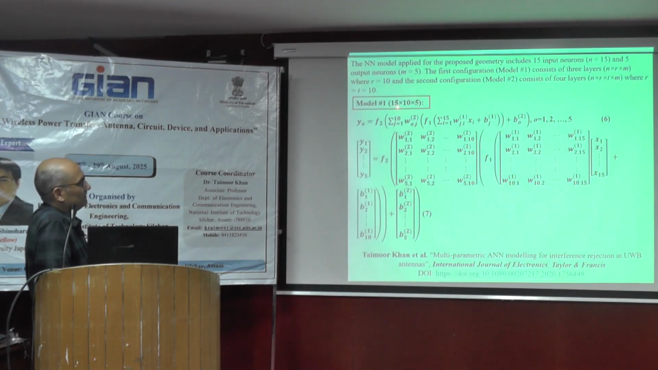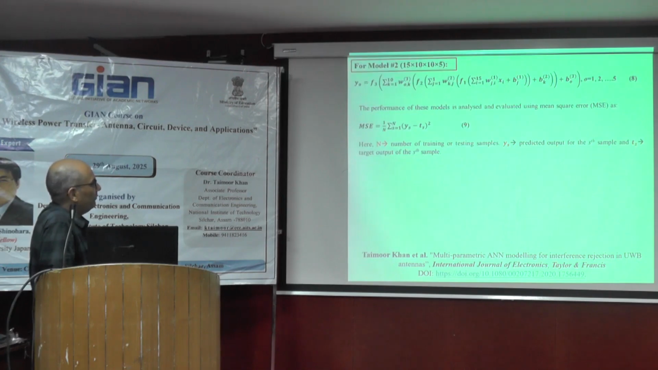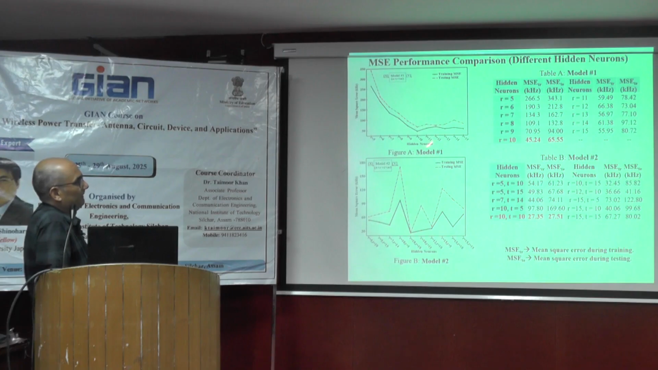Directly, model 1: the input neurons are 15, and the output neurons are fixed. It will map the input excitation to the response. No need to change; the only change is the hidden neurons. That is a single layer with 10 hidden neurons. Then the second model, 2 hidden layers with 10 neurons. Just see the performance, what is happening.